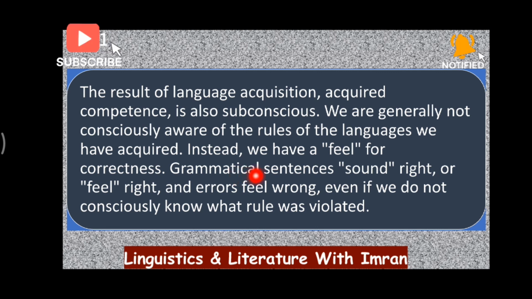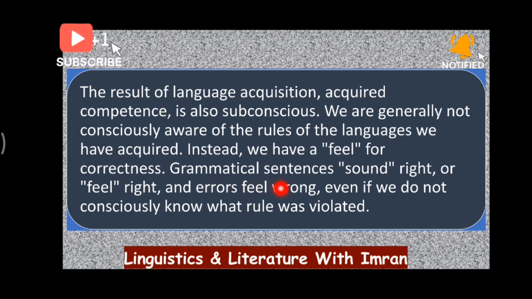Fine. Instead, we have a feel for correctness. If you are a speaker of a language, suppose the English language, and somebody speaks in front of you, you can figure out whether he or she is making correct sentences or incorrect sentences. You can feel it. You may not know the rules, but you can tell him or her that this sentence is incorrect. Because you have acquired the language, and along with the language, you have also acquired the competence of that language, but unconsciously through a subconscious process.